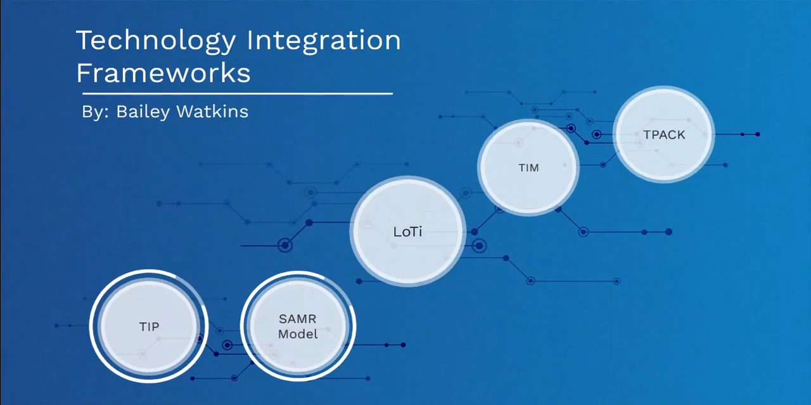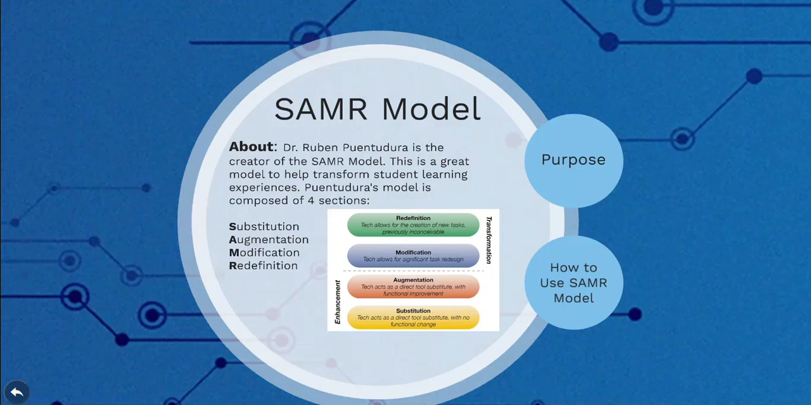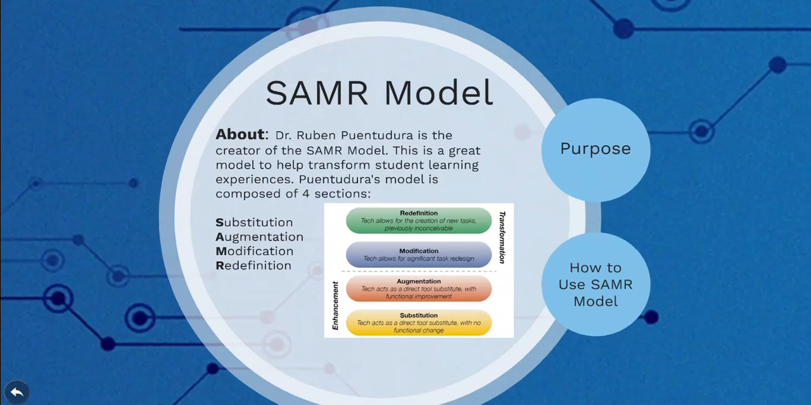The next model is the SAMR model. It was created by Dr. Ruben Puentedura. I'm not really sure if I pronounced that correctly. But this model contains 4 phases. As you can see, SAMR are the first letters for each phase.